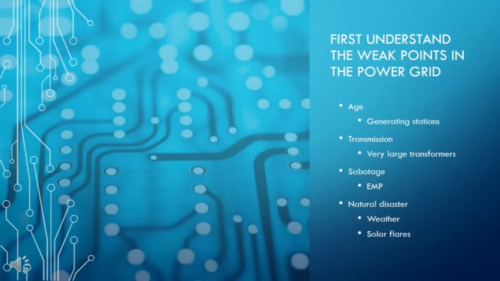Sabotage has become a concern. There is a vulnerability with computer systems and EMP, electromagnetic pulse. Natural disaster can also be a disruptor, along with potential EMP from solar flares.